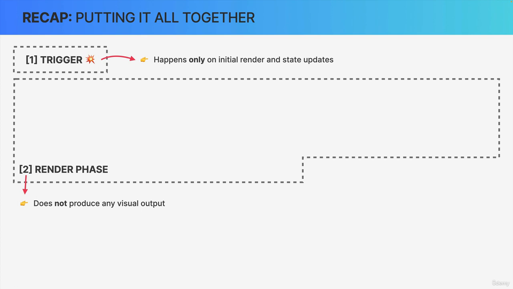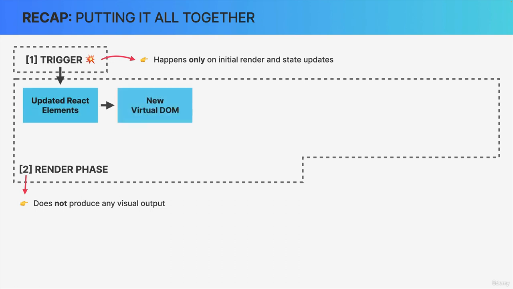This will create one or more updated React elements, which will be placed in a new virtual DOM, which is actually simply a tree of React elements. Now, what's really important to remember about this process is that rendering a component will cause all of its child components to be rendered as well, no matter if props changed or not. This is because React doesn't know whether children have been affected by the parent re-rendering or not.